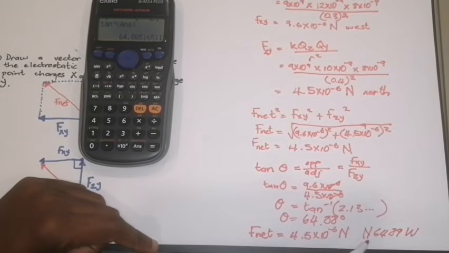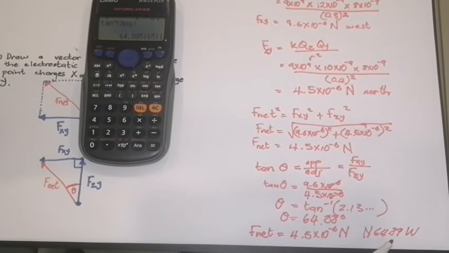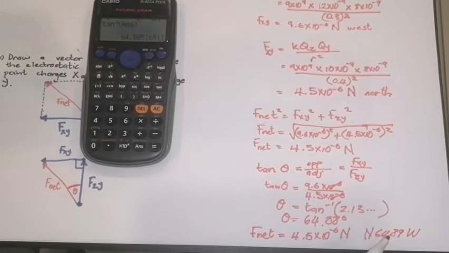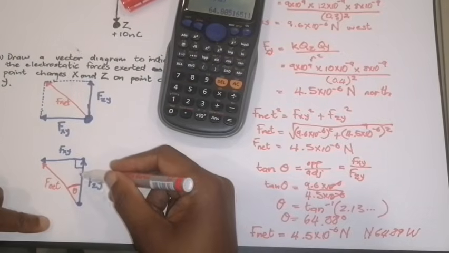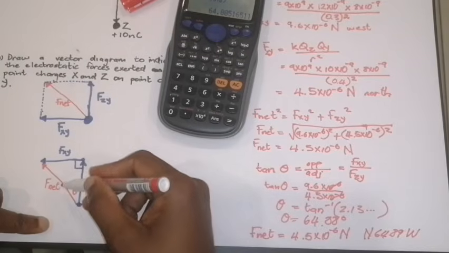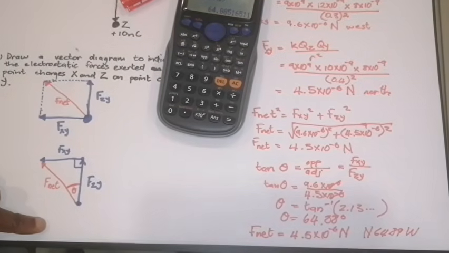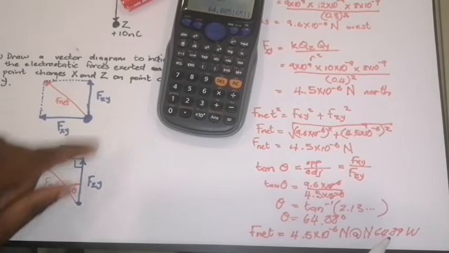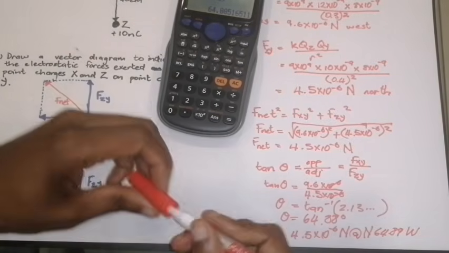For those of you who know things about the bearing, you could have also calculated the bearing, but that's another story for another day. Remember, to calculate bearing, you always need to take it clockwise from the north line. So in this particular case, this is at north 64,89 towards the west. I hope that makes sense, ladies and gents.